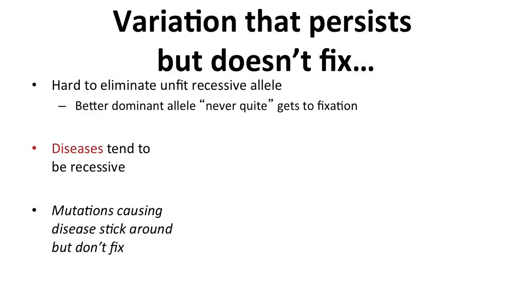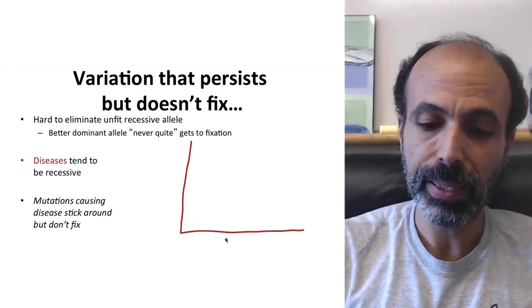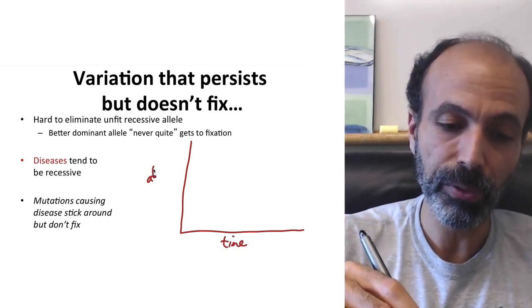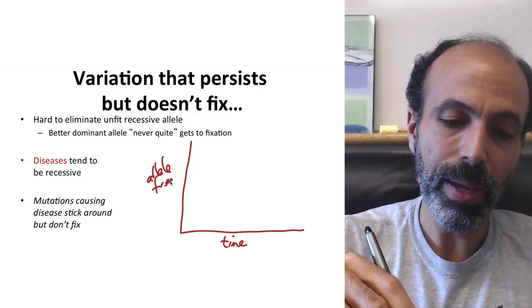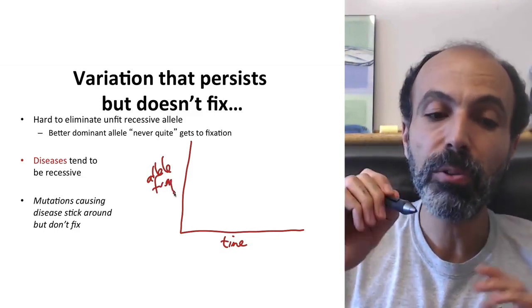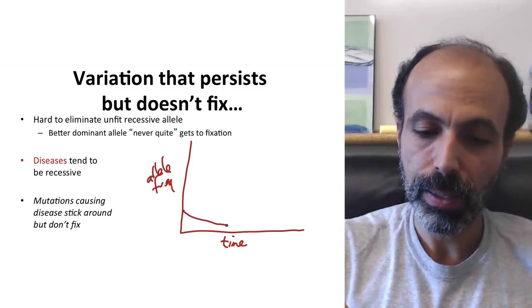is unfit recessive alleles. So let me show you a picture. And this is a picture you saw before. Let's say over here on the x-axis is time in generations, and on the y-axis is allele frequency. Now let's imagine hypothetically that you had an allele that was actually bad, but it was recessive. What you might see is something that looks like this.